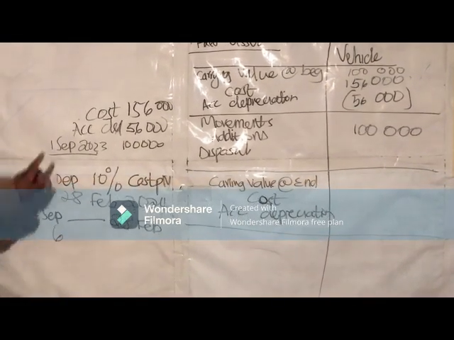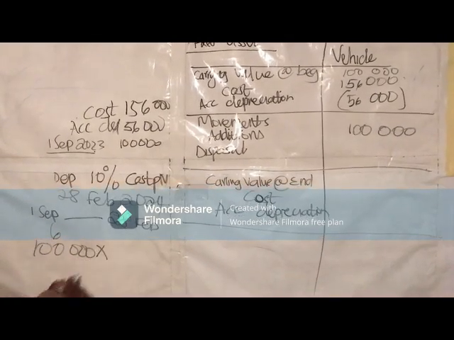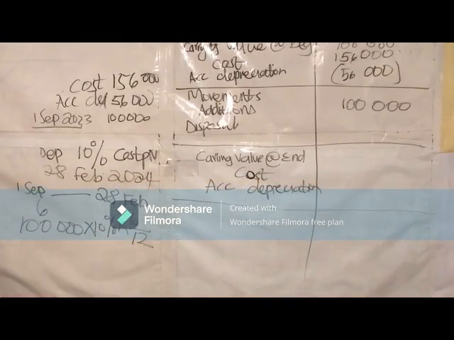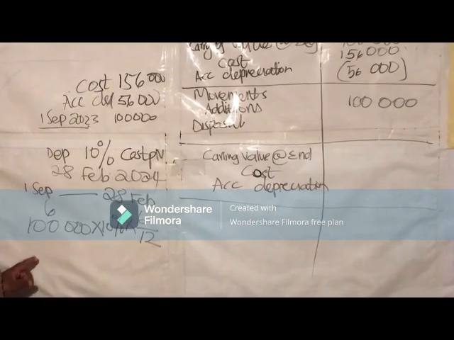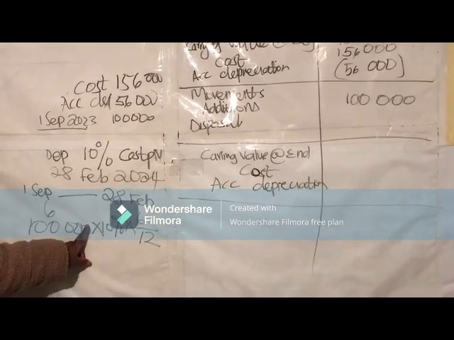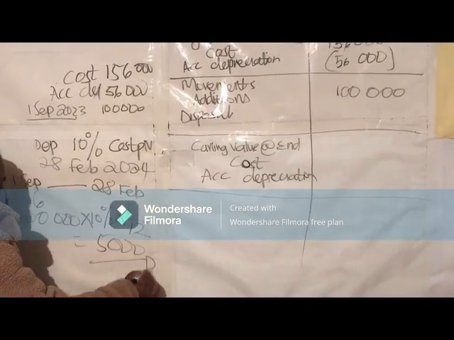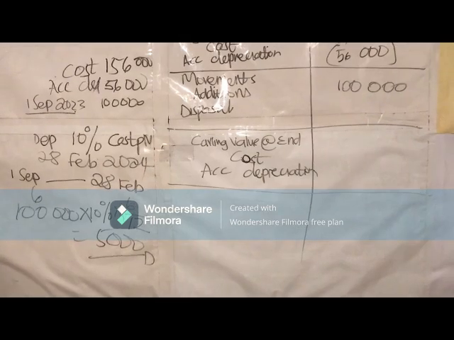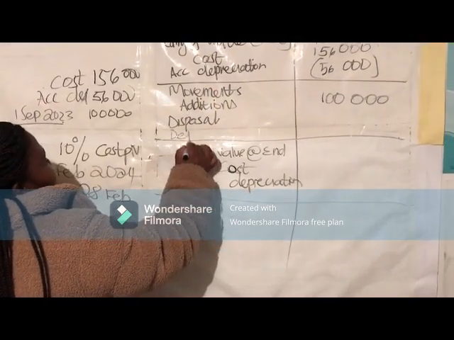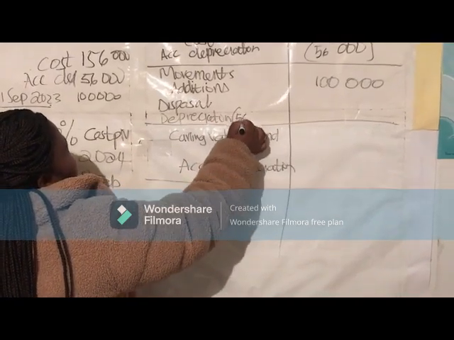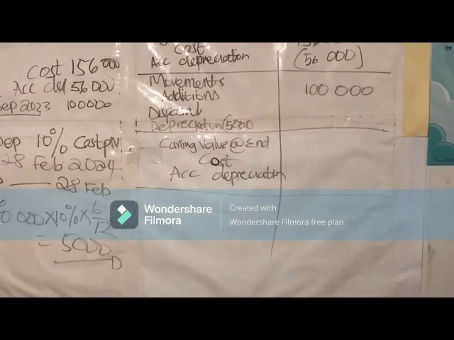So when we calculate depreciation for this asset, we are going to say 100,000 multiplied by the depreciation of 10%, multiplied by 6/12, because it was only with us for 6 months. So 100 times 10, which is 10,000, times 6/12, will be 5,000 rands. So that is the depreciation of the new asset. We write our depreciation here. Depreciation. So for depreciation, we already have 5,000 for the new asset.